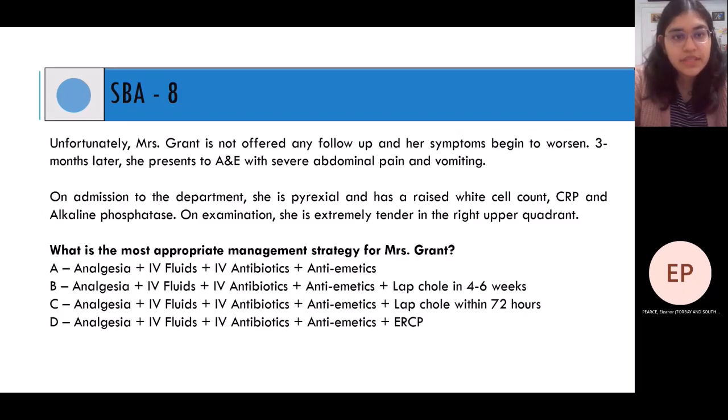So the 8th question. Unfortunately, this patient, Mrs. Grant, was not offered any follow-up and her symptoms began to worsen. 3 months later, she presents with severe abdominal pain and vomiting. On admission, she's pyrexial and has a raised white cell count, CRP, and alkaline phosphatase. On examination, she is extremely tender in the right upper quadrant, but she is not jaundiced. So you don't notice any overt signs of jaundice. What do you think, with regards to her current presentation, would be the most appropriate management strategy for Mrs. Grant?